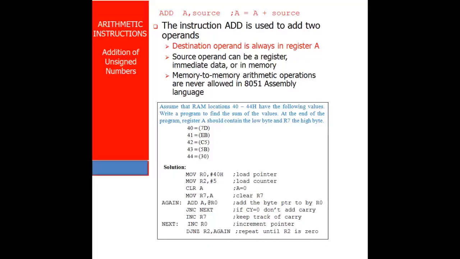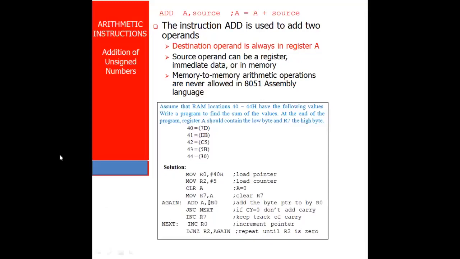Let us consider the addition operation performed by the 8051 microcontroller. It is under the category of arithmetic instructions. As you know, the source operand can be any register, any immediate data, or any value stored inside the memory, but the destination should be a register, which is nothing but the accumulator. In the case of the 8051 microcontroller, memory to memory arithmetic operation is not possible. So let us discuss with a good example.